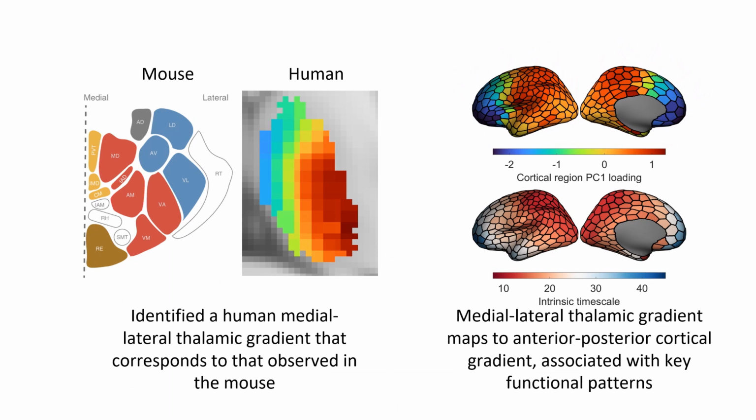So, in summary, we find a dominant medial-lateral thalamic gradient defined by transcriptomic and structural connectivity features. Genes strongly associated with this gradient appear to be homologs to those which define the medial-lateral thalamic gradient in the mouse. We also found that cortical projections from this thalamic gradient correspond to an anterior-posterior cortical gradient and fundamental patterns of functional activity.